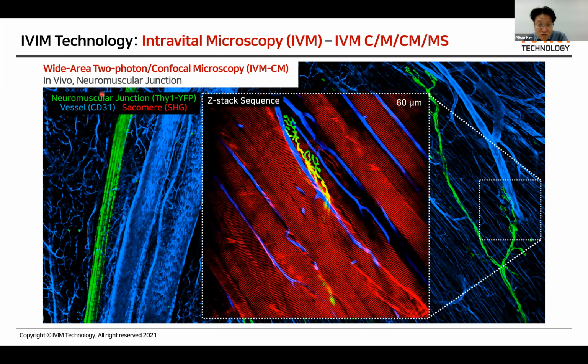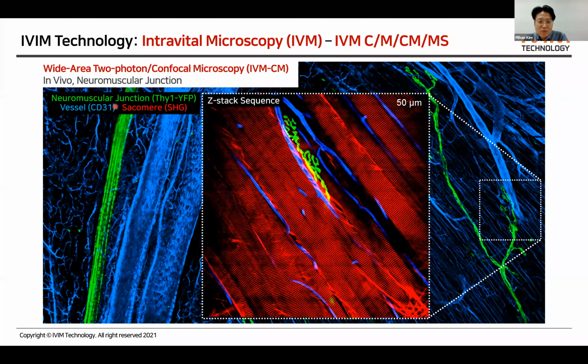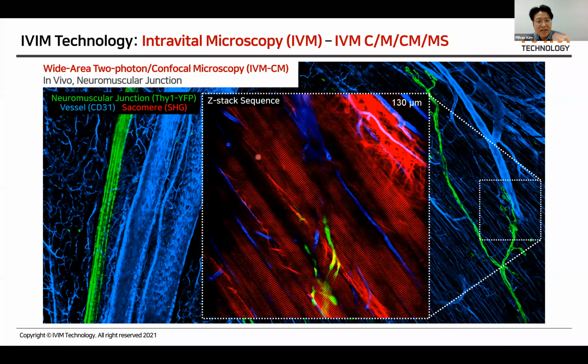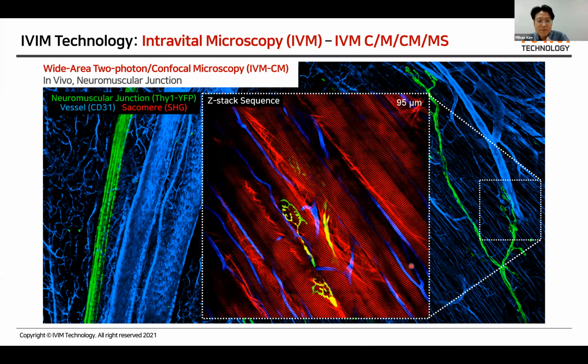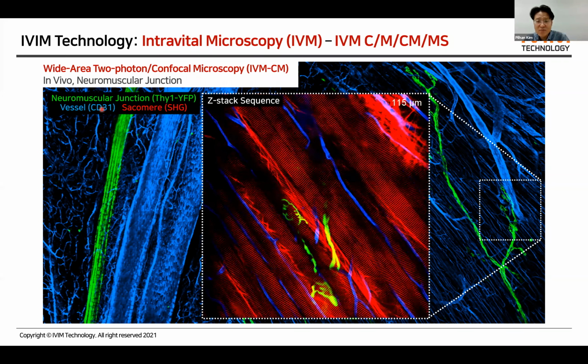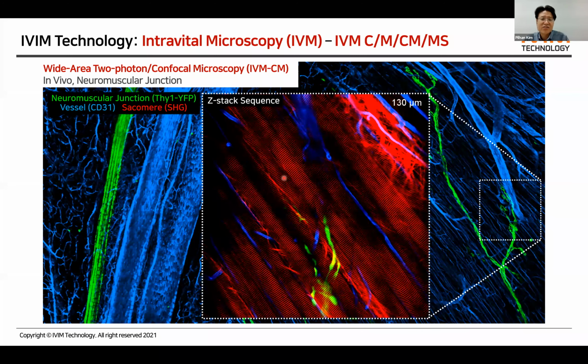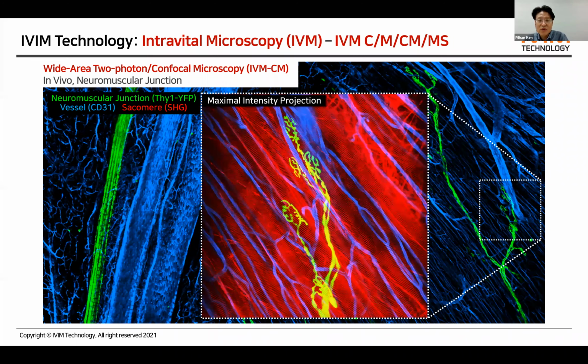So basically, what you are looking at here in green is the neuromuscular junction, and blue is the blood vessel labeled by anti-CD31 antibody conjugate, which was intravenously injected before the imaging. And then also red, this periodic structure is the sarcomere again. And then this is the maximum intensity projection imaging obtained from the GSTAC sequence.